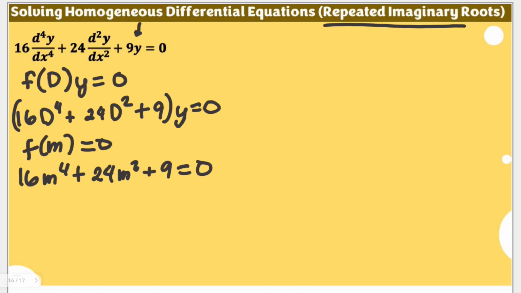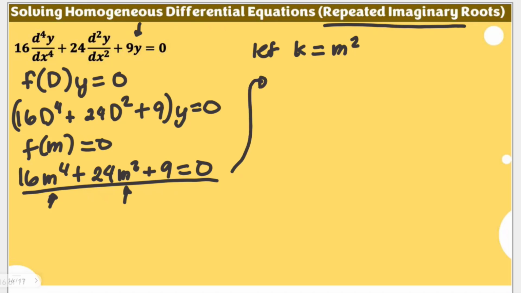Now we are going to solve for the roots of this equation and verify if they are imaginary and if there is a multiplicity. There are a lot of ways to solve for the roots, but I would like us to use this process because we can see a certain factor that can be substituted. Let k be equal to m squared. What would happen to this equation would be 16k squared, because m to the power of 4 is m squared times m squared, so there are two k's, then plus 24k plus 9 is equal to 0.